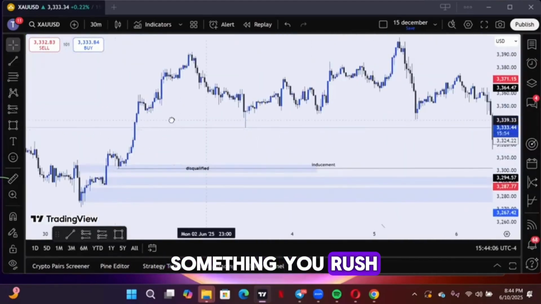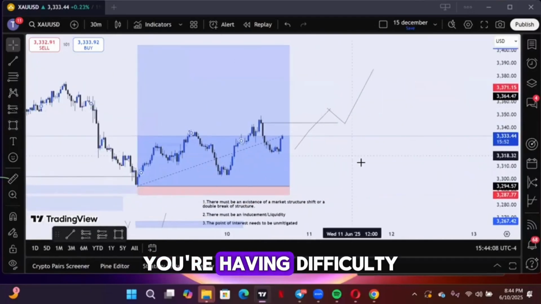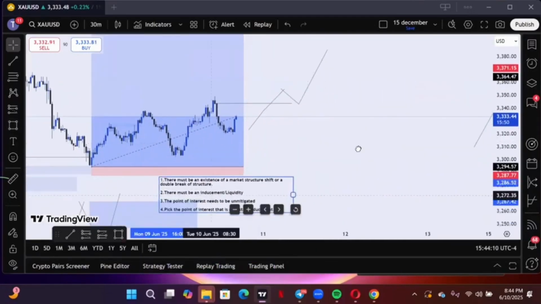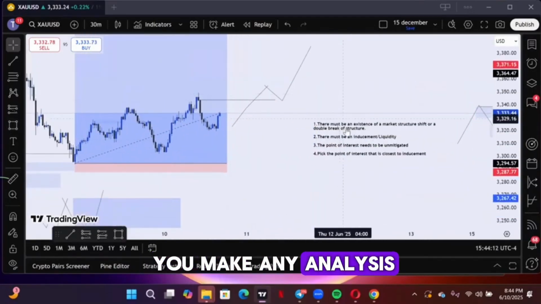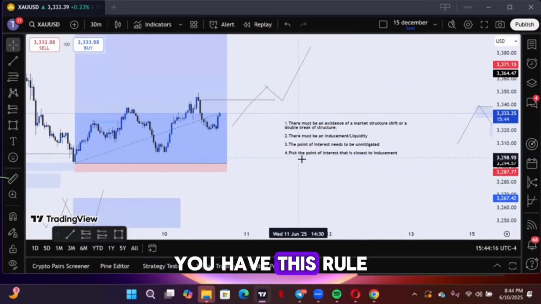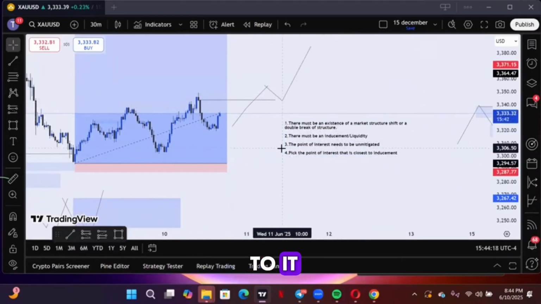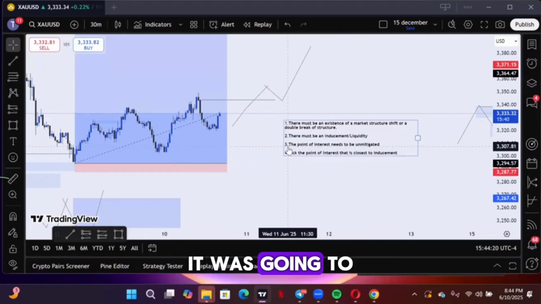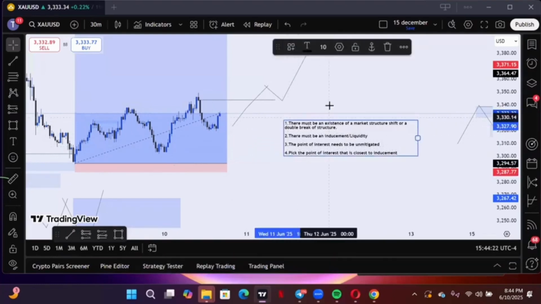So this is not something you rush. Do you understand? If you're having difficulty, backtest, just have this before you make any analysis. Have this rule next to you while you analyze. You have this rule there and pay attention to it. It helps a lot. It is going to help you a lot if you have this rule mapped out.